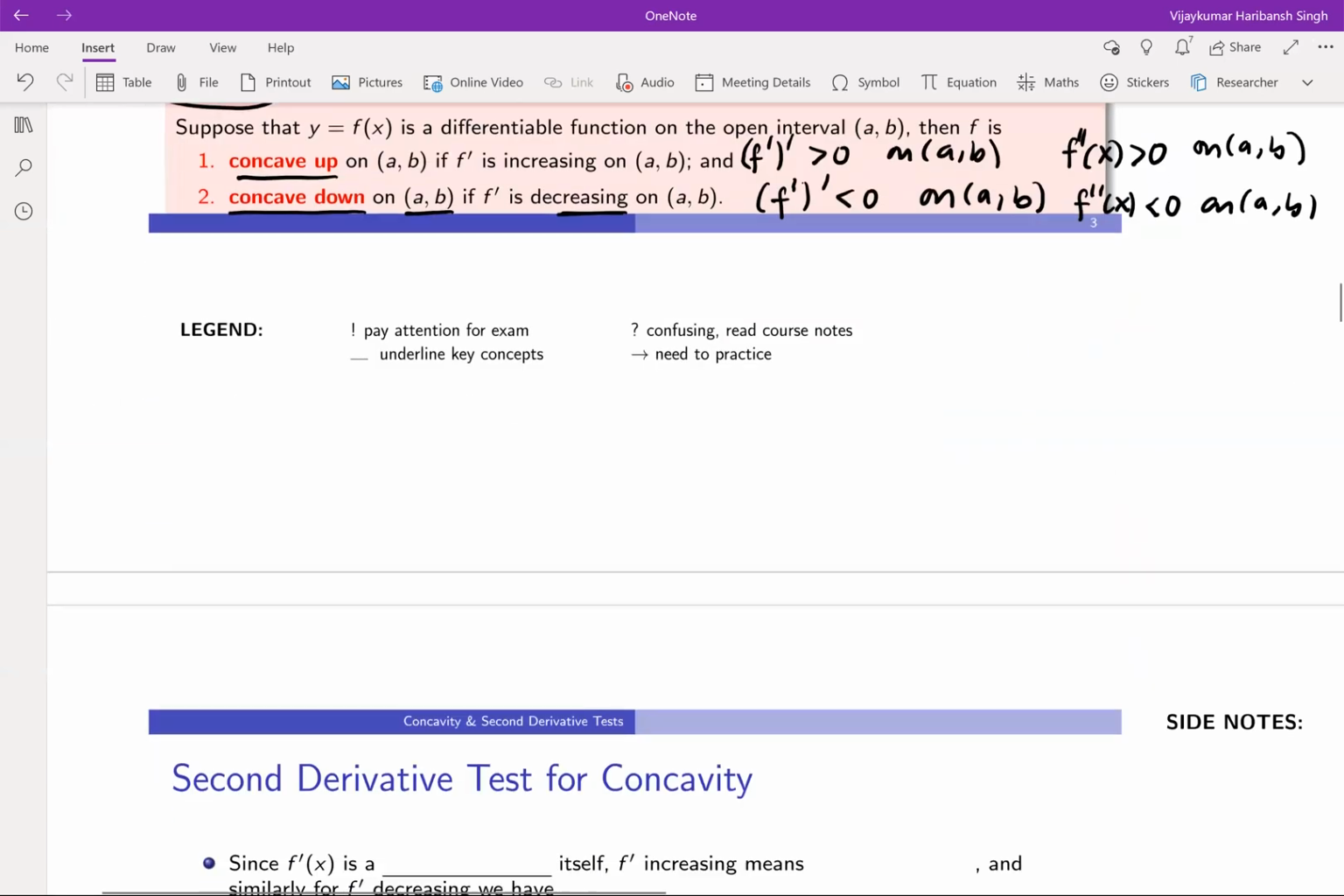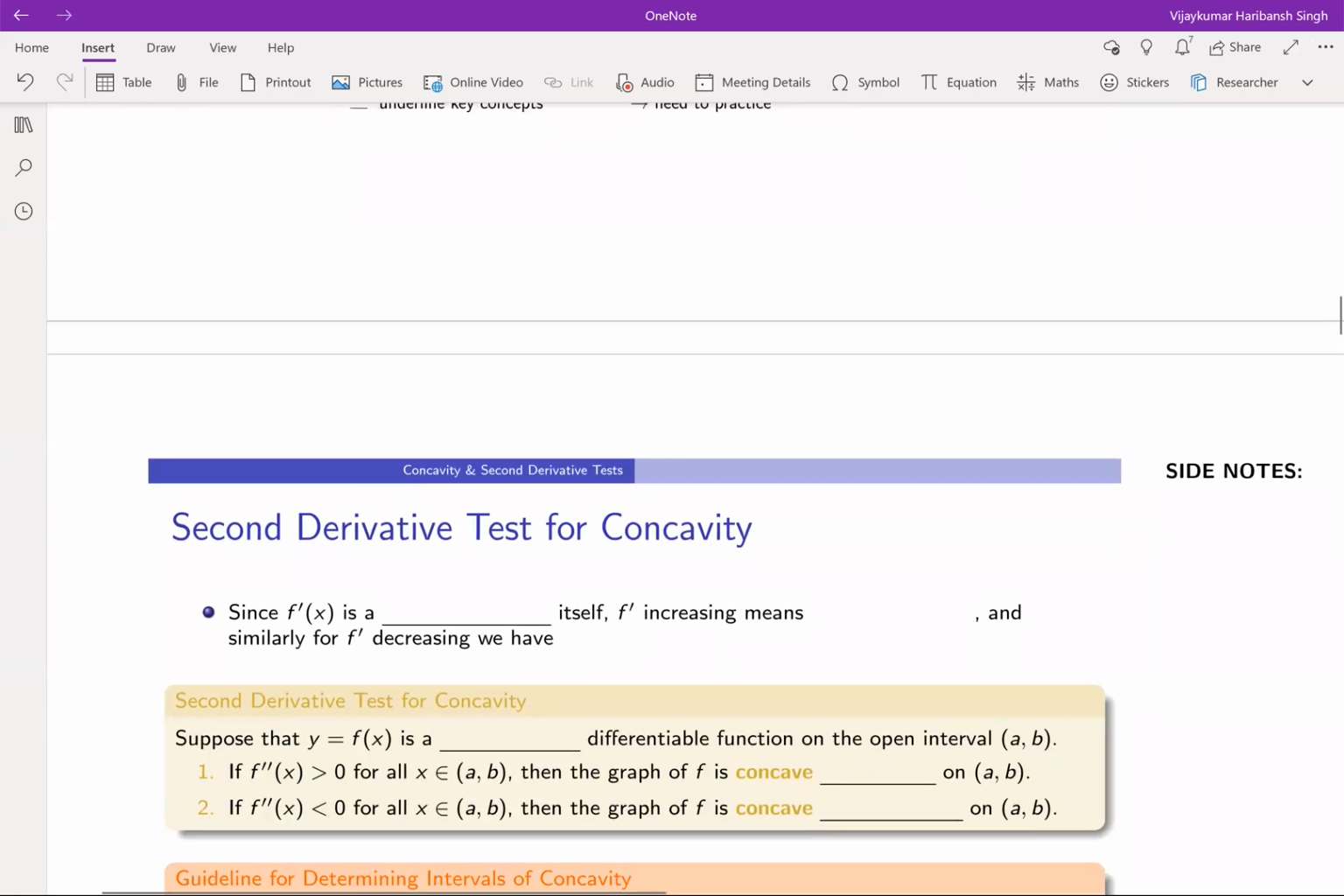So let's move on ahead. Let's repeat the same thing here. If f prime is a function itself, and if f prime is increasing, that means f prime prime, which is f double prime, is greater than 0. And similarly, if f prime is decreasing, then f double prime is less than 0.